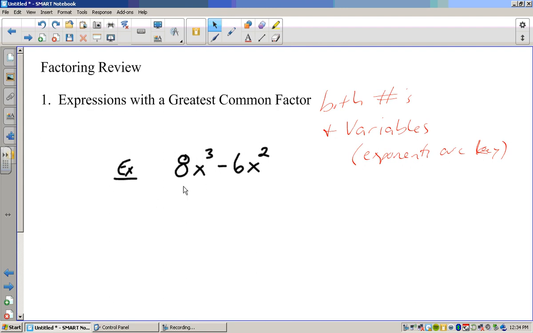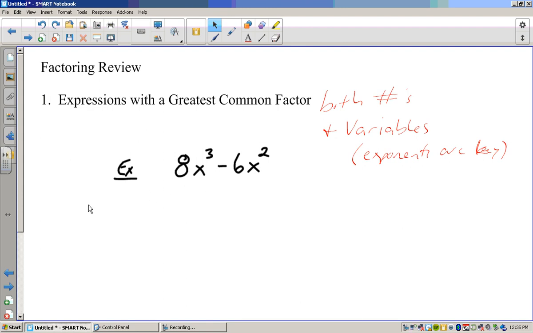So in looking at this expression, we have 8x cubed minus 6x squared. Pretty basic. As you go forward with this, we're looking for things they have in common. It's like reducing a fraction almost. So you ask yourself, what's the biggest number I can take out of both 8 and 6? When I say take out, we're not talking subtraction, we're talking division. As I look at 8 and 6, the only number that is a factor of both of them is 2.